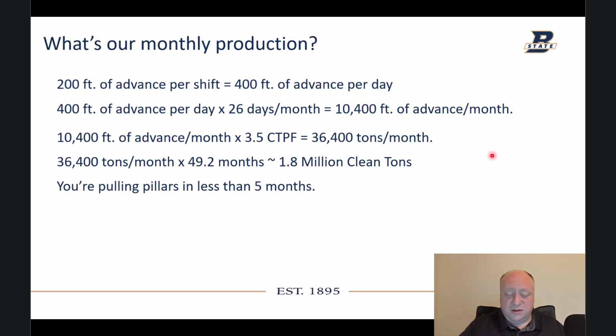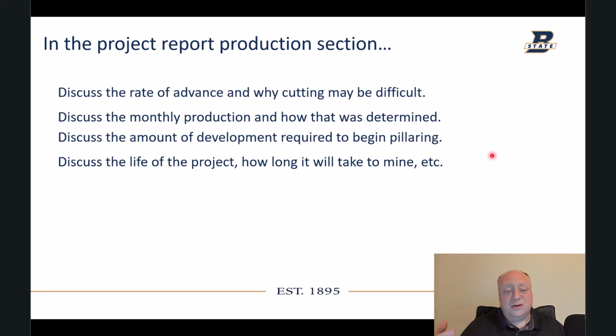These are the sort of numbers that would be expected in a report, particularly in the executive summary part. You're going to be talking about, we're going to be mining this much a month. We're going to get a total of this much. We're going to be relatively quickly into higher production, right? That sort of thing. And so in the report, production section, you're going to want to discuss more details, so like I said, basically the answers go in the executive summary.